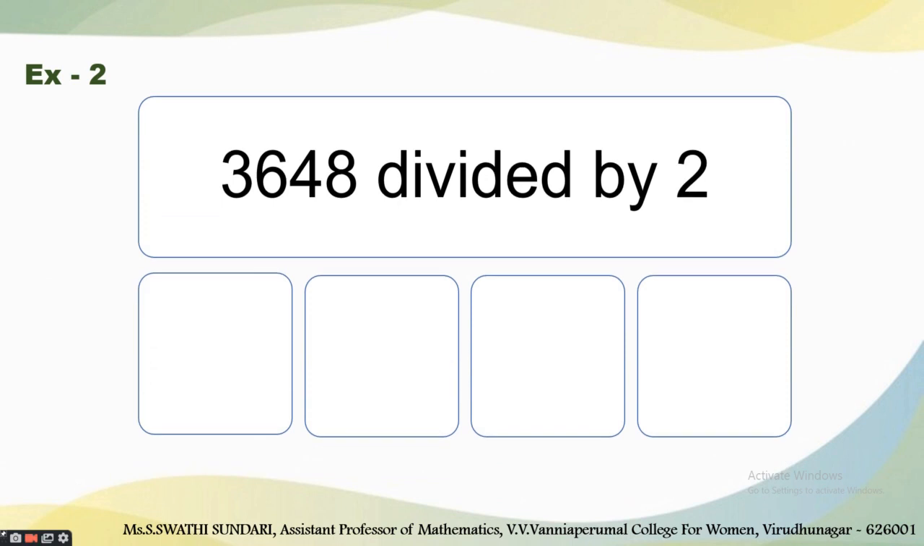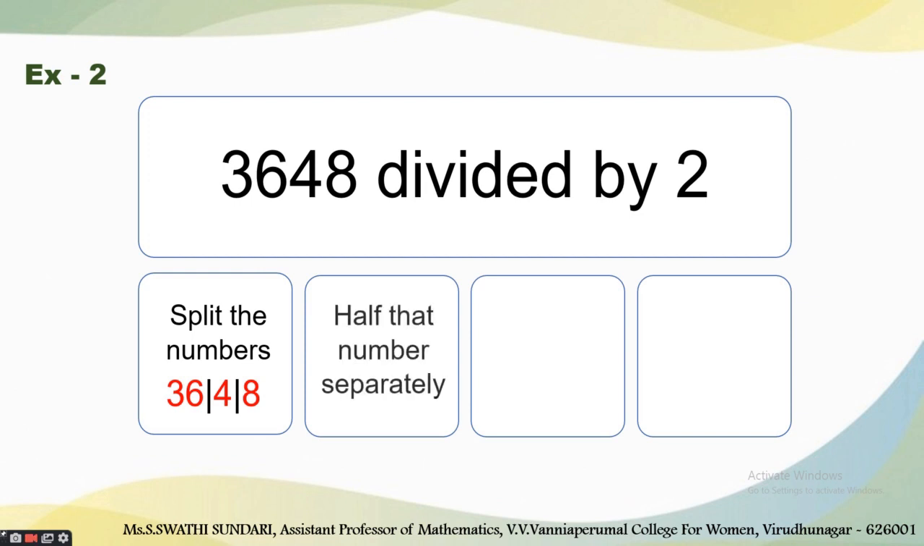And in a similar way, we apply this to 4-digit numbers. Here, we split the number as 36, 4 and 8. Again, halving each number separately, we get 18, 2 and 4. So, the quotient is 1824.